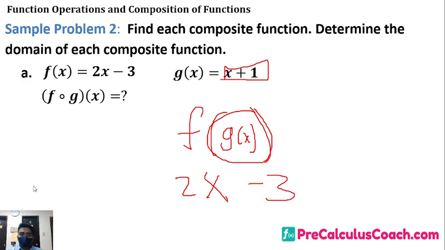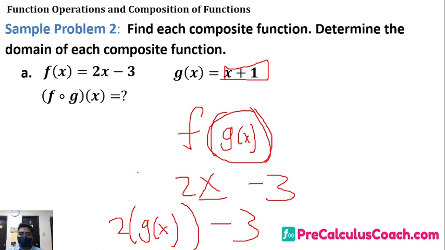So therefore, instead of having x, let's write it down. Instead of having x, you will put g of x, minus 3. And what is the value of g of x? Let's try to write it in this color. So 2 times g of x, and the value of g of x is x plus 1. So it is x plus 1.